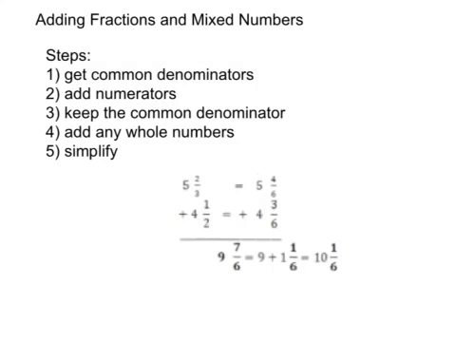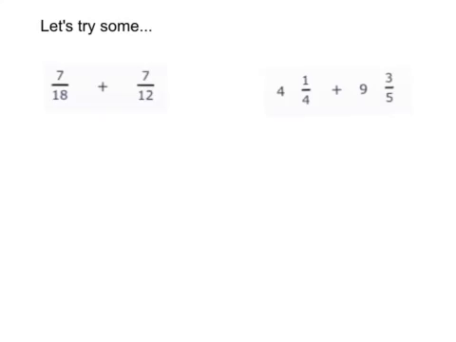So if you take a look below, you can tell that we're going to get a common denominator here of 6. We start with 5 2/3 and 4 1/2, so we're looking at the denominators of 3 and 2. Based on that, we can determine that our best common denominator would be 6. There's my 3, there's my 2. All right, let's go ahead and try some now.